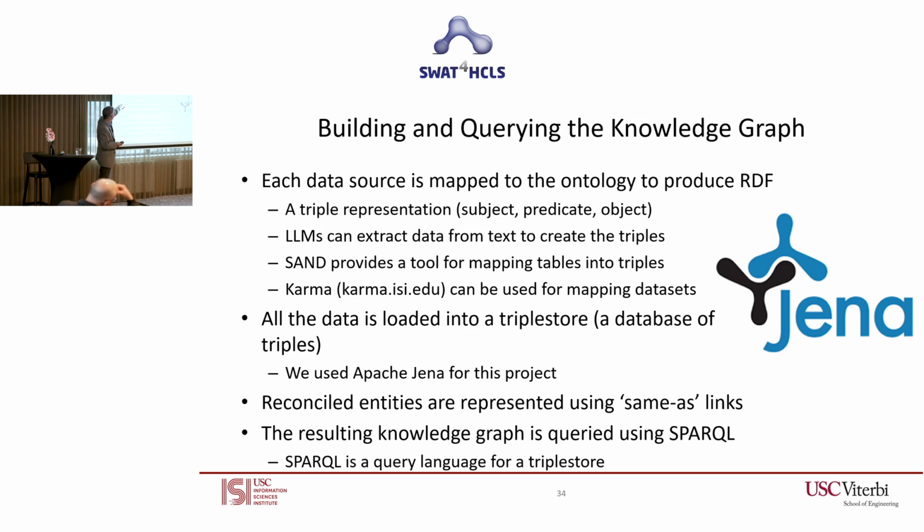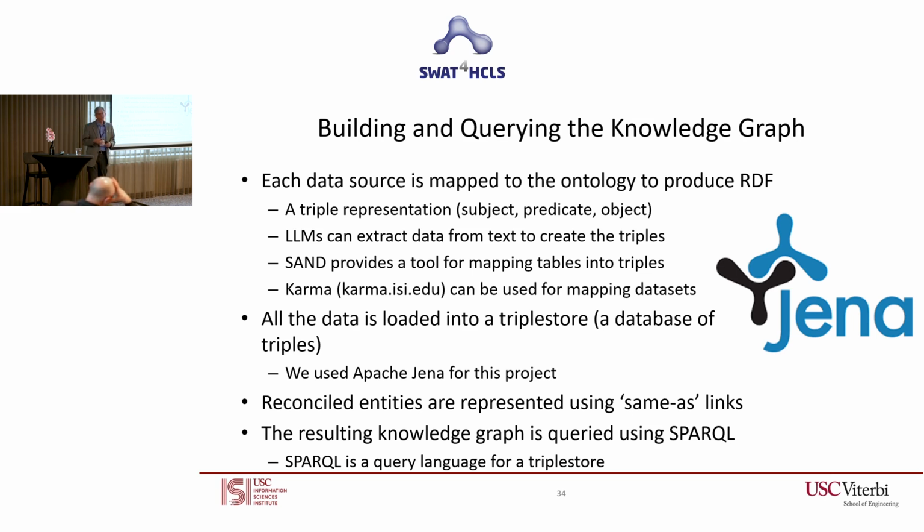SAND itself, when it imports a table and builds that model of the table, can just output all of those into triples. For the databases, we have a system called Karma, which I mentioned before, also available as open source, which you can use for more manual kinds of mapping of a database or a table into a domain description, which you can then use to convert all of that into triples. And so you create all those triples from all these different sources. All of that gets loaded into a triple store. In this case, we're using Apache Jena.